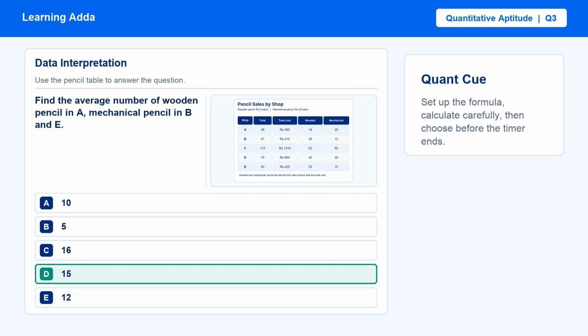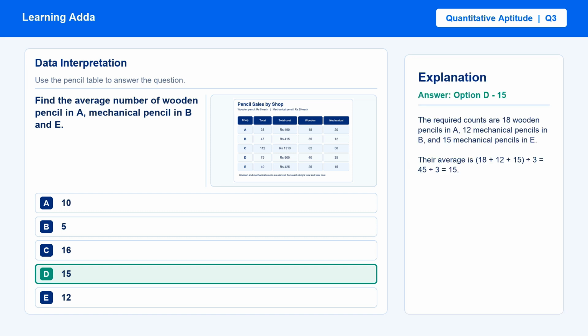The answer is option D 15. The required counts are 18 wooden pencils in A, 12 mechanical pencils in B, and 15 mechanical pencils in E. Their average is 18 plus 12 plus 15, divided by 3, is equal to 45 divided by 3, is equal to 15.